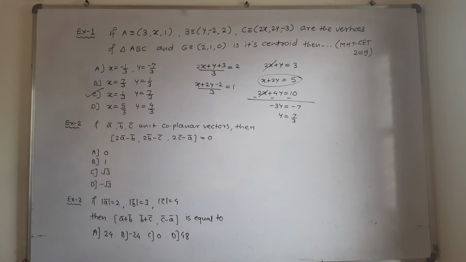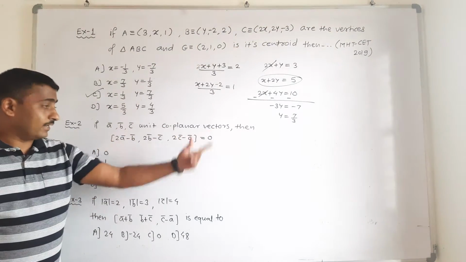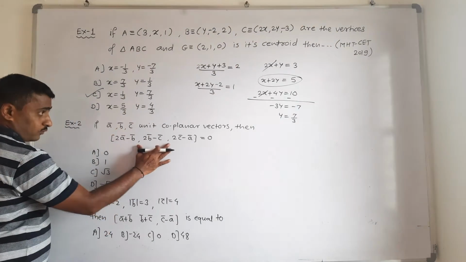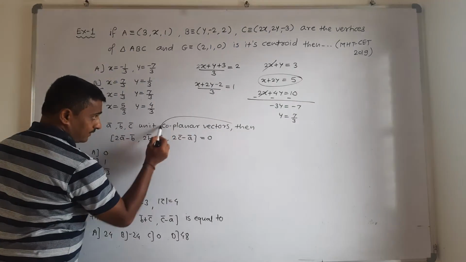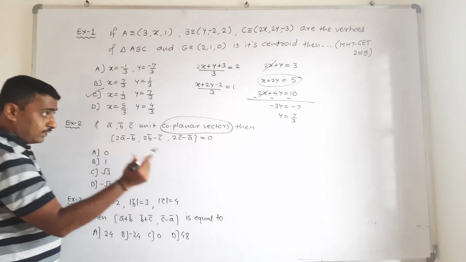Option C, check. If a bar, b bar, c bar are coplanar vectors, then this is just the box product. The three vectors a bar, b bar, c bar are coplanar vectors.